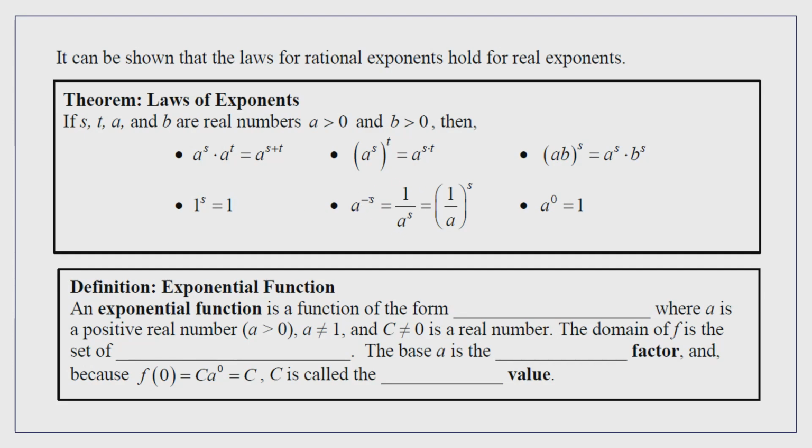A base raised to a negative exponent requires you to move that base and power to the denominator and change the sign of the power to positive. And a base raised to 0 equals 1.